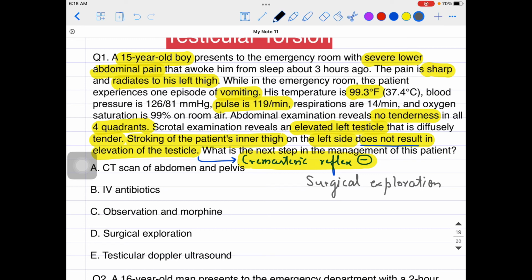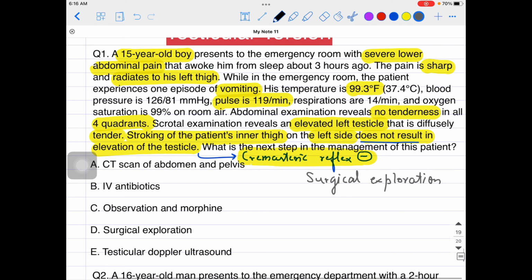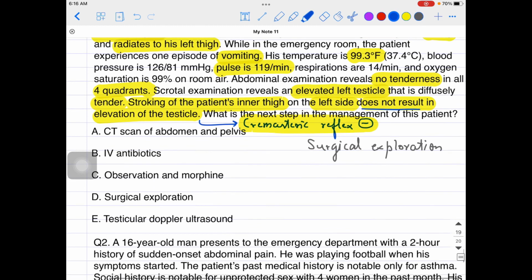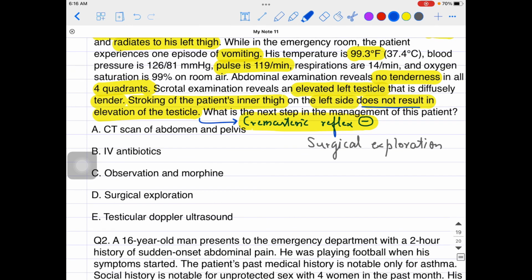So if we want to salvage 100% testis over there, time is very crucial. Here the person was having so much pain that it just awoke him from sleep. So basically we need to explore the testis over here. So surgical exploration will be the better option for us. So surgical exploration will be the appropriate answer to this particular question. Let's say if the surgical exploration was not in the option, then you might go with the Doppler ultrasound, but here surgical exploration will be the better choice for us.